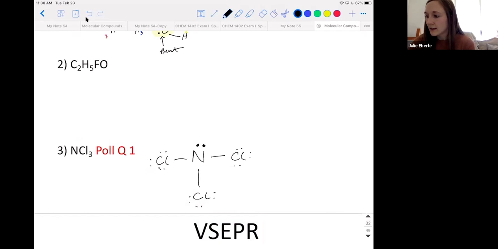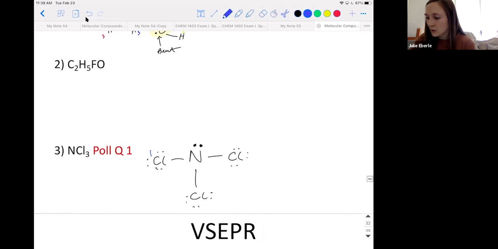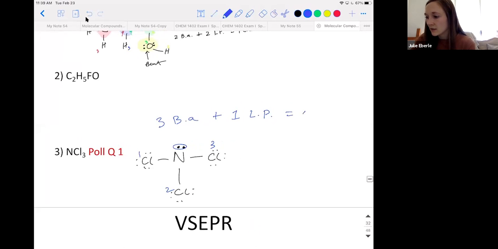So now if we're counting this, how many bonded atoms? 1 chlorine, 2, 3 bonded atoms, and we have 1 lone pair right here. So it should be 3 bonded atoms plus 1 lone pair. If we're counting charge clouds, that gives us 4 charge clouds. And how do we name that? Pyramidal.